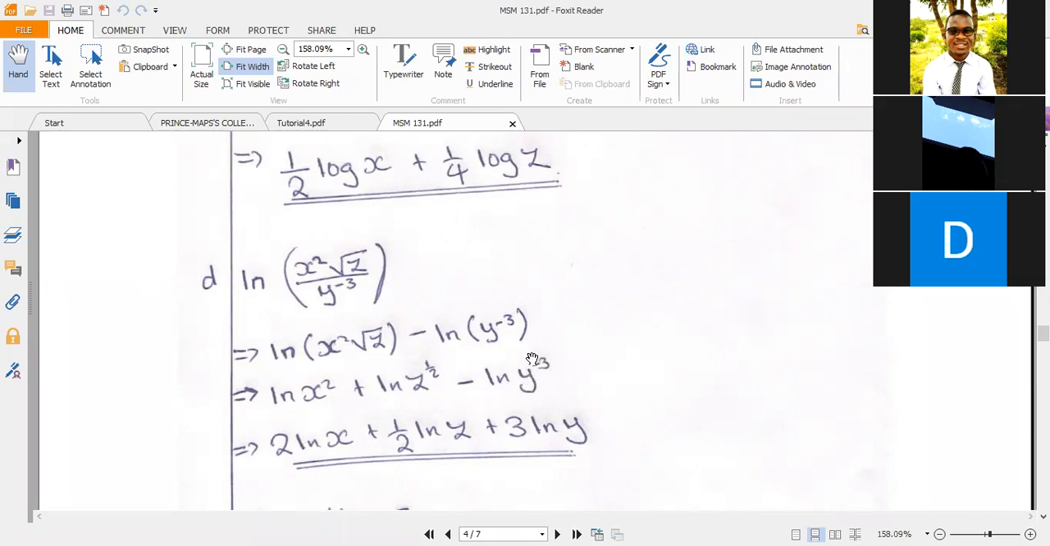So this -3 can be dropped. The negative and the negative will become positive, and the 2 here can be dropped and the half here can be dropped. So we'll have 2 ln x plus half ln z plus 3 ln y. So 2 ln x plus half ln z plus 3 ln y. That would be our final answer.